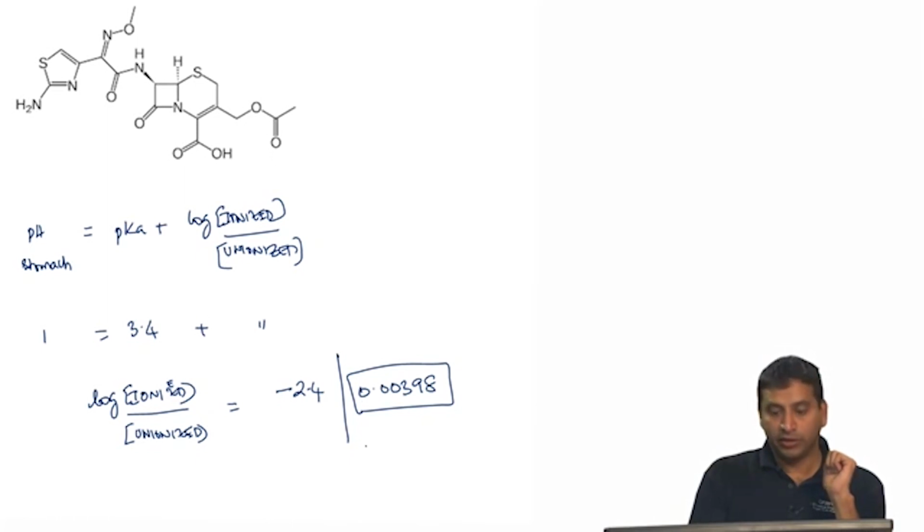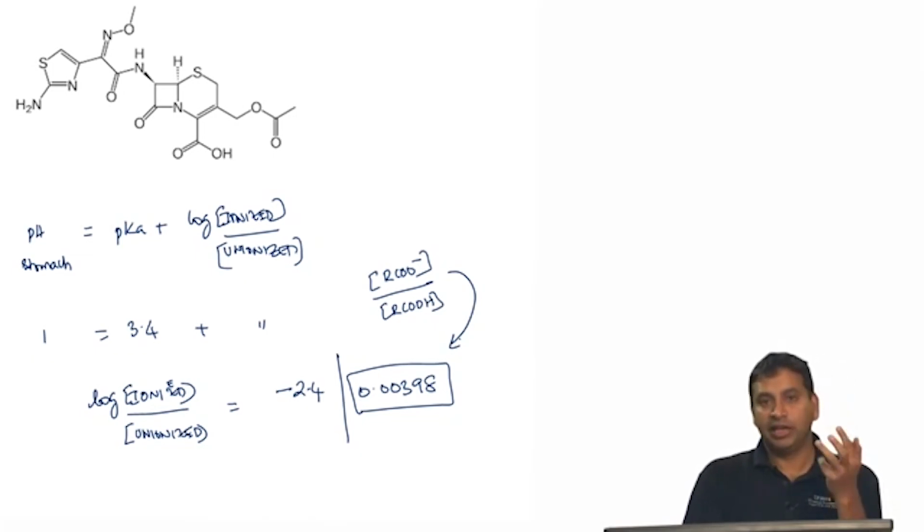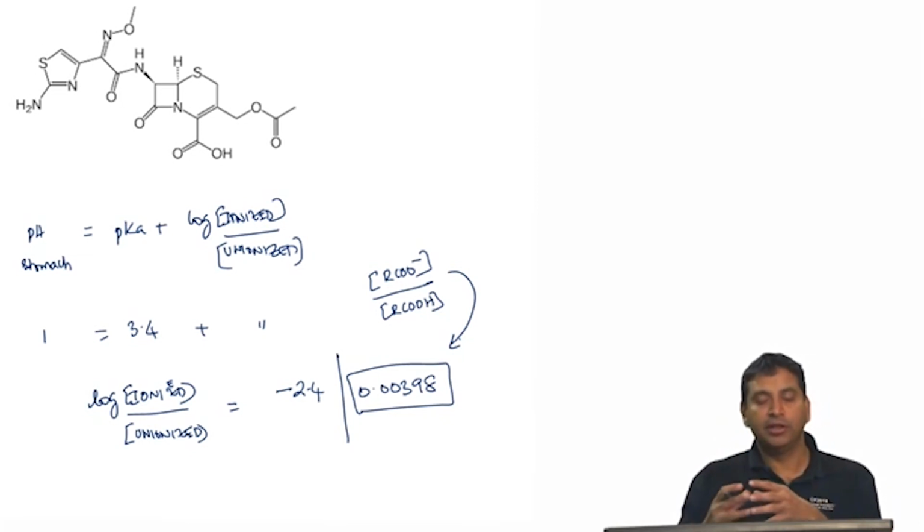So, this would be the concentration of ionized divided by unionized, that means RCOO minus divided by RCOOH. Okay. So, this number being extremely small, you can imagine that predominantly the molecule is going to be in the unionized form. So, we have already seen that once the molecule is in the unionized form, it can get across membranes better, and so one would predict that in this pH the molecule is going to be absorbed quite well.